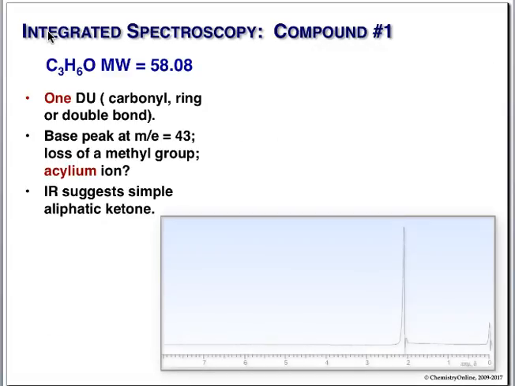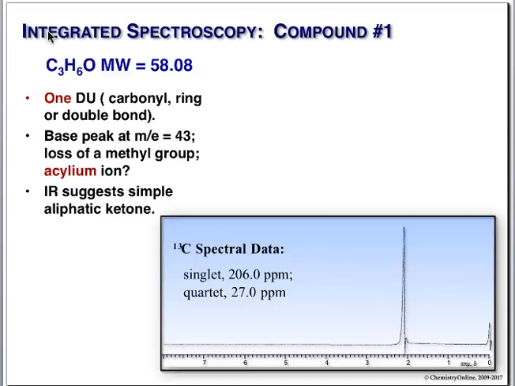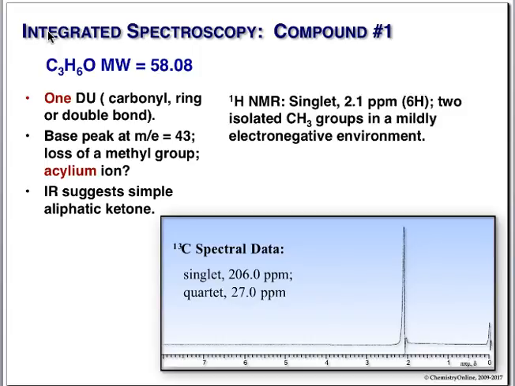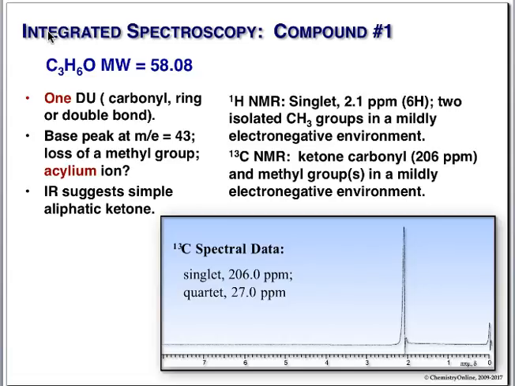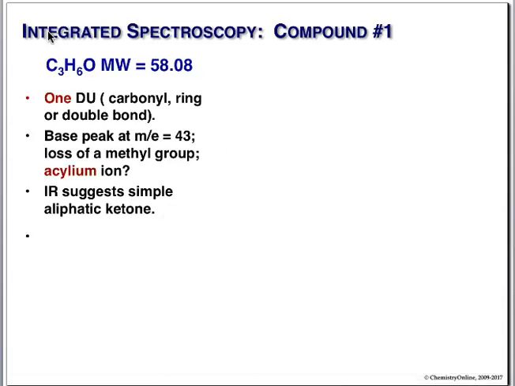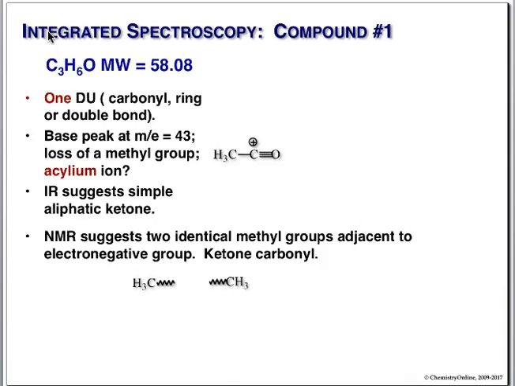If we look at the proton NMR, we have 1 peak. That means that we have 6 identical hydrogens, so probably 2 methyl groups. C13 NMR, singlet up here at 206, that's a ketone, and a quartet, that's methyl groups. Put it all together: an acylium ion, 2 methyl groups, carbonyl, this is simply acetone.